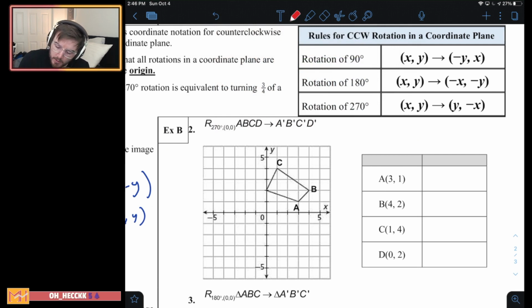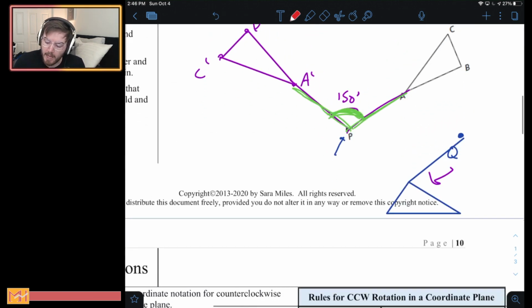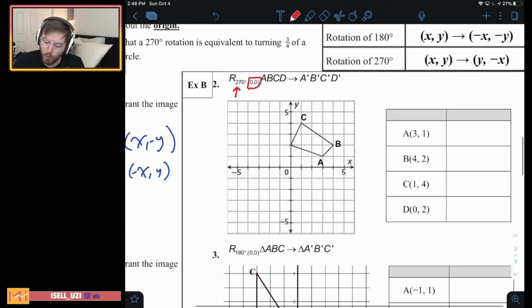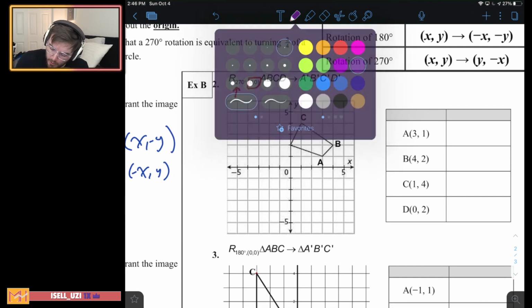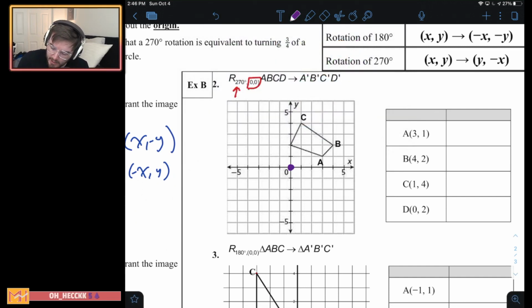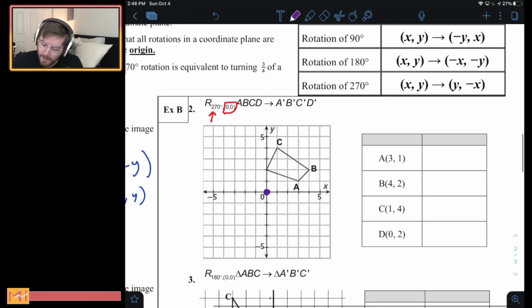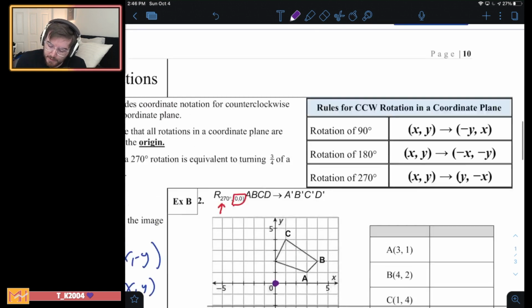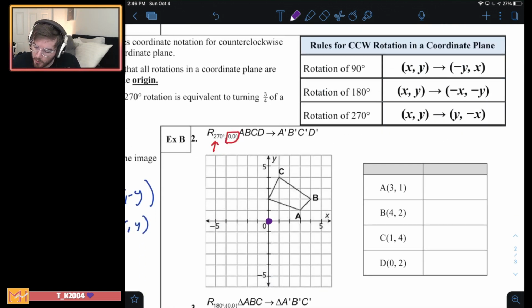So we are rotating 270 degrees. We're rotating about the origin 270 degrees. Like I said up here, it matters where point P and point Q are. Well, we're rotating about the origin, which is right here in the center. So that's our point of rotation. And we're rotating this figure 270 degrees. Well, what's the rule for 270 degrees? It's right there. So these coordinates are transforming like so.